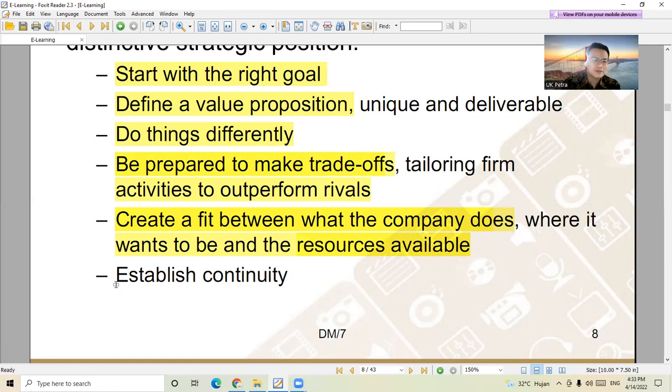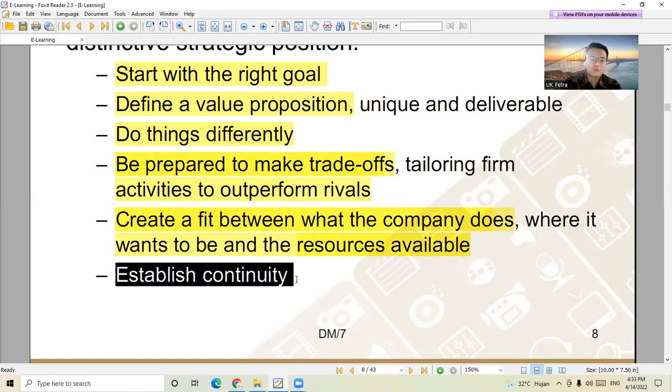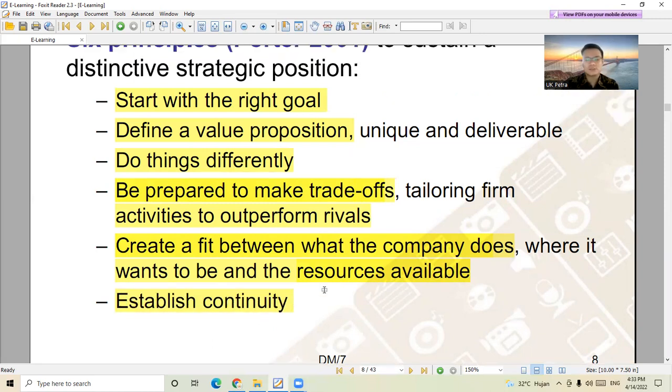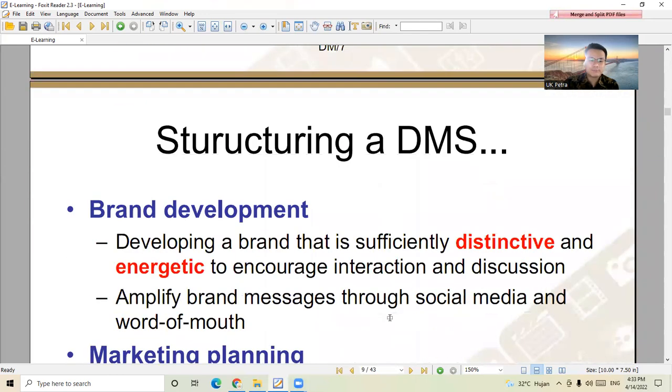The last one is to establish continuity. The continuity is basically the sustainability. It's also mentioned in the video, right? We want to have a long-term relationship with the customers, of course, who doesn't want that? And it is very important so that the company can have a long-lasting relationship. They can be loyal customers, and of course the company can have more profits from the customers. That's based on Porter.